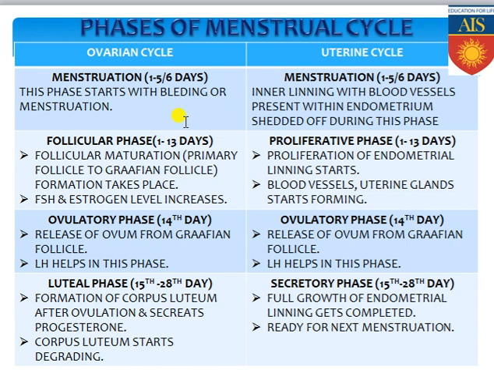Next, we will be entering into the uterine cycle also. In the uterus also, some changes can be found during this menstrual cycle. So let's see whatever changes can be found during this menstrual cycle. First of all, that is the menstruation.